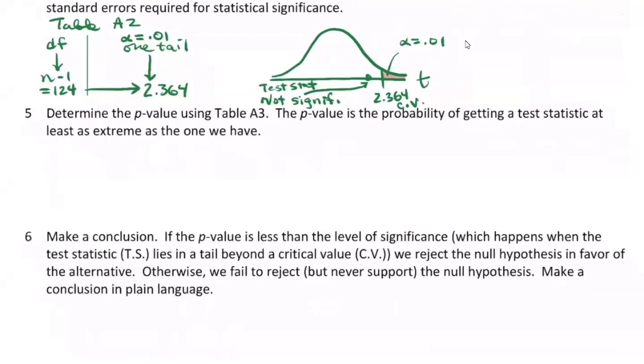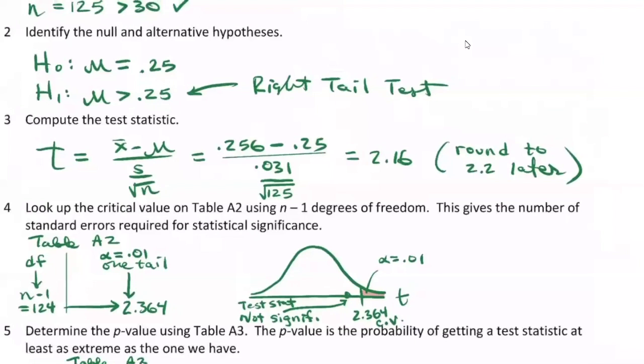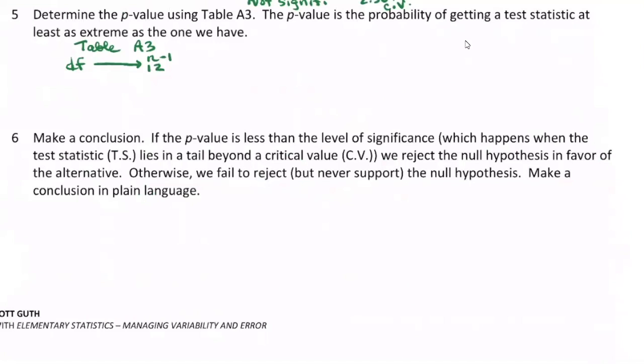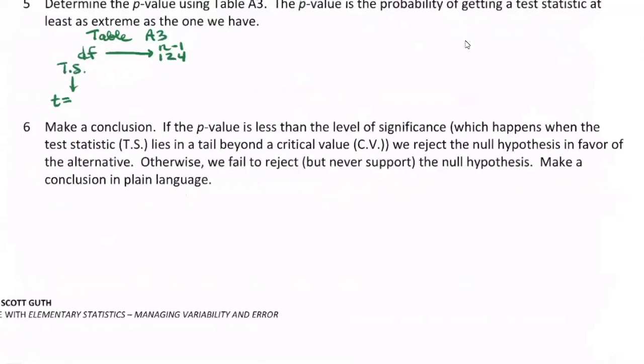Okay, now a p-value. This is table A3. So for degrees of freedom, again, that's n minus 1. And again, n is 125. So n minus 1 is 124. Our test statistic was our t-score, which came out to 2.16, and I'm going to round to 2.2 now, because you have to. Okay, so 2.2, 124 degrees of freedom is what we're trying to find in the table.